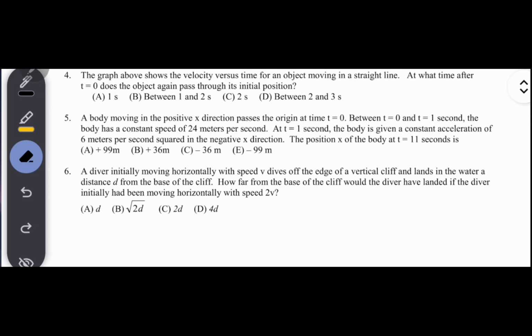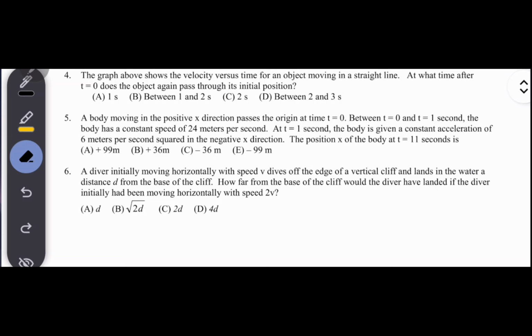It says, a body moving in the positive x direction passes the origin at time t equals 0. Between t equals 0 and t equals 1 seconds, the body has a constant speed of 24 meters per second. At t equals 1 second, the body is given a constant acceleration of 6 meters per second squared in the negative x direction. The position x of the body at t equals 11 seconds is, and then we have our answer choices.